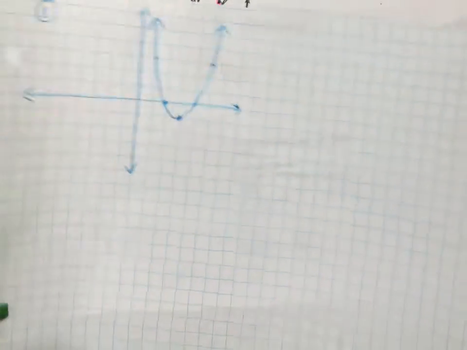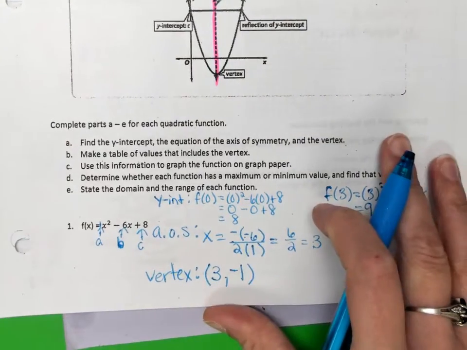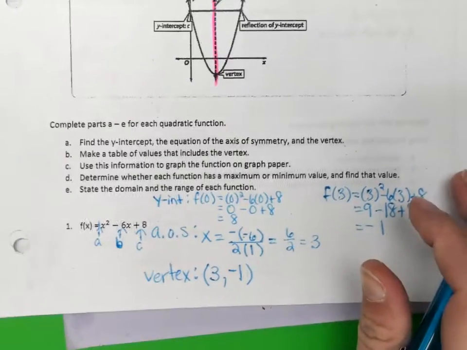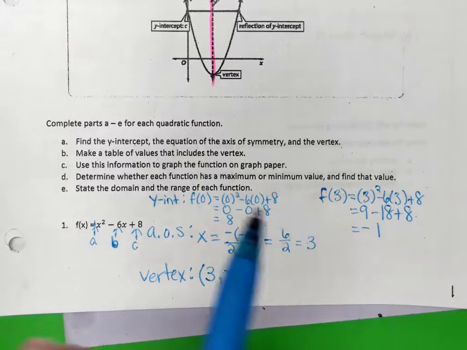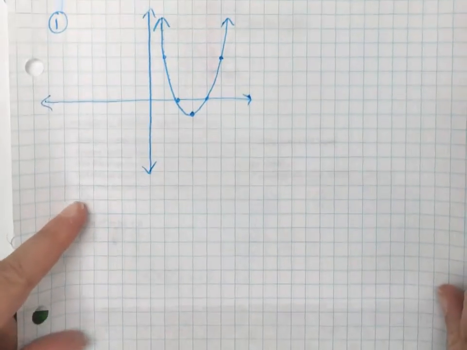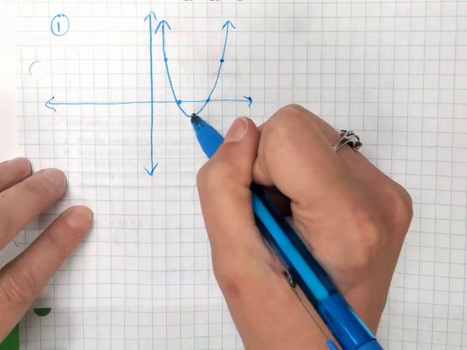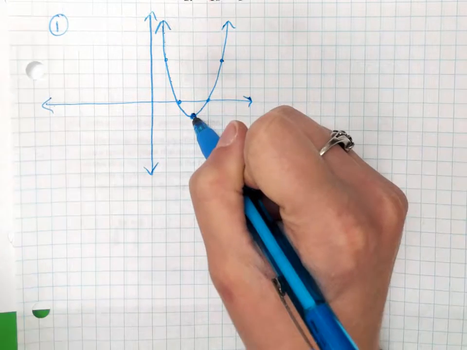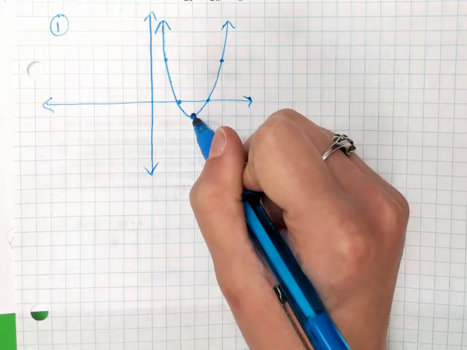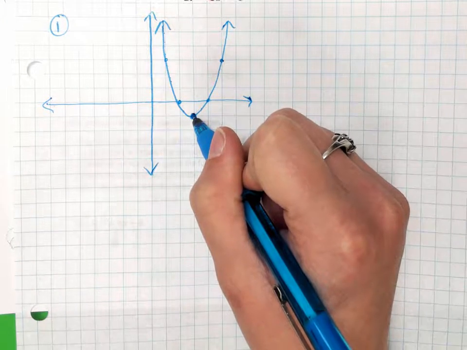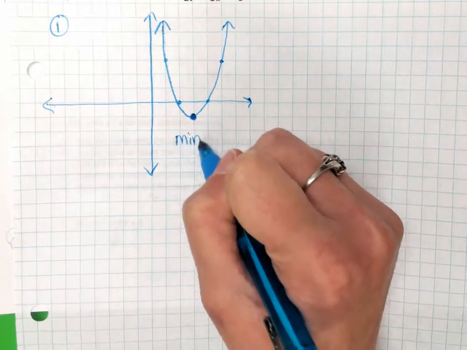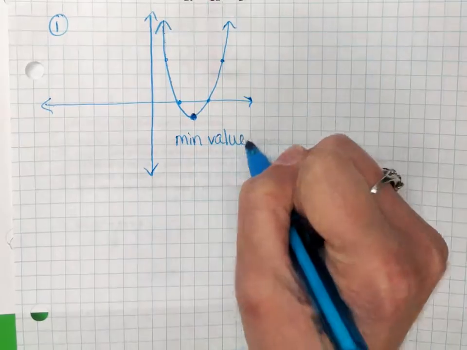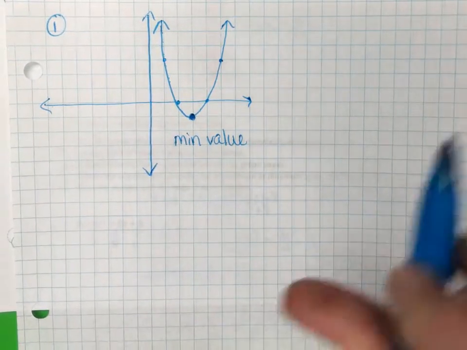All right, let's look back. What else did it tell us to do? Determine whether each function has a maximum or a minimum, right? Everything stems off of your vertex. Look at your vertex right here. Is that at the top of your graph for a maximum, or is it at the bottom of your graph for a minimum? It's the bottom, so it's a minimum value. Everything stems off of your vertex.